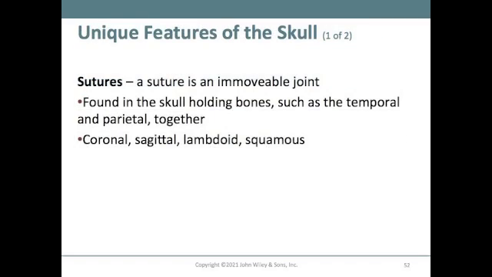Sutures. This is a unique feature of the skull. A suture is an immovable joint. It's found in the skull holding bones such as the temporal and the parietal together. So here are some names of some sutures: the coronal, the sagittal, the lambdoid, and the squamous suture. There are many more of them, but these are the ones the book wants you to focus on. And these are at the bottom of page 220 in boldface. So this would be something good to study.